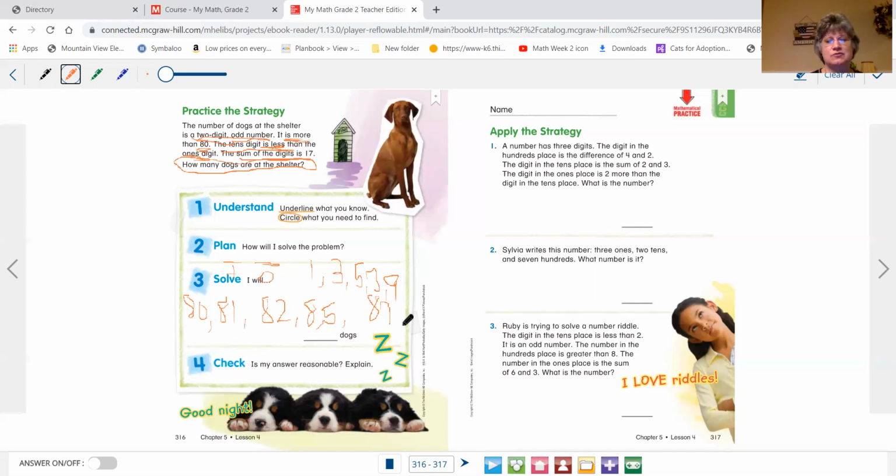Makes 15, excuse me, not 16, 15. So 7 plus 7 is 14. One more makes 15. We're really getting close because remember, we want the digits to equal 17. So we know it's not going to be that doubles fact. 8 plus 8 is 16. Let's try 89.